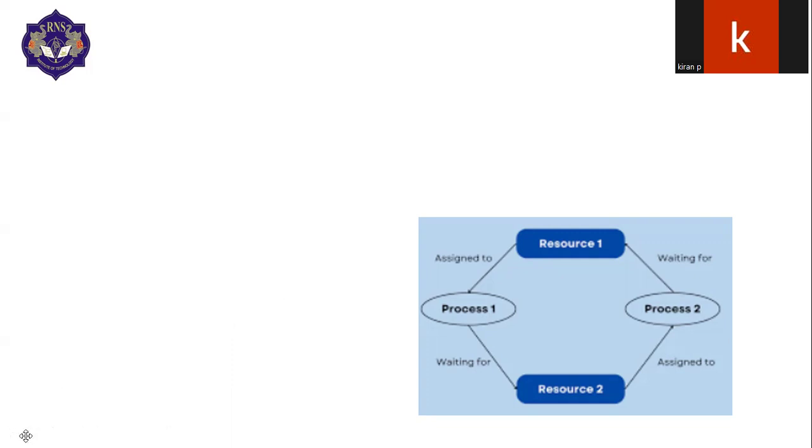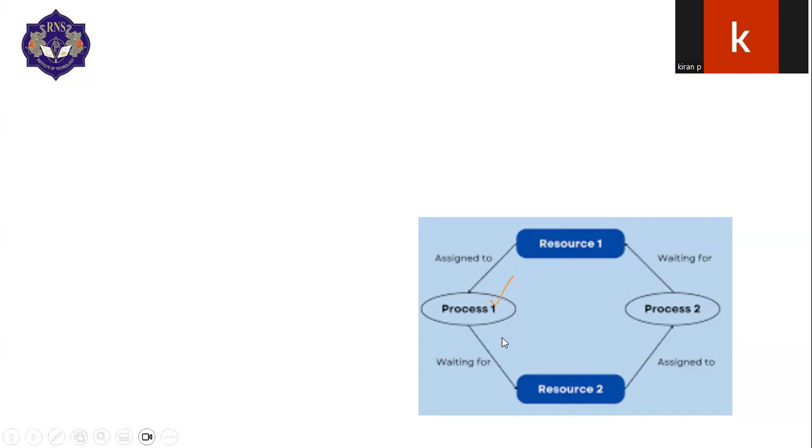In the example indicated over here, there are two processes. Process P1 is waiting for the resource which is held by process P2, and process P2 is waiting for resource 1 which is held by process 1. You can just observe this in the diagram.